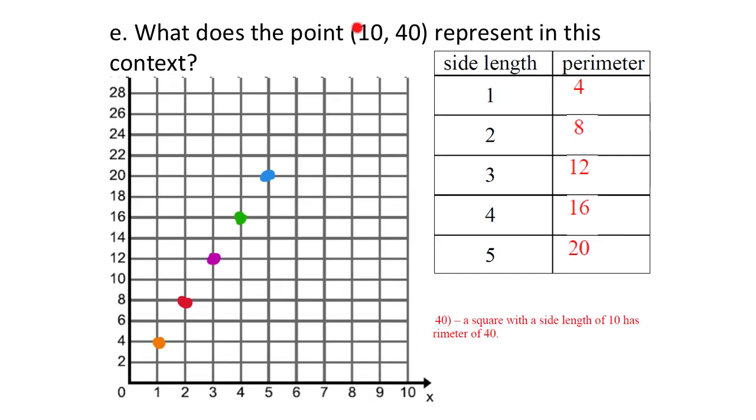So what does the point (10, 40) represent? It means that, again, this is x and y, and the x is side length, the y is perimeter. It means if you had a square with the side length of 10, its perimeter would be 40. So that's a square with the side length of 10 has a perimeter of 40. That's correct.